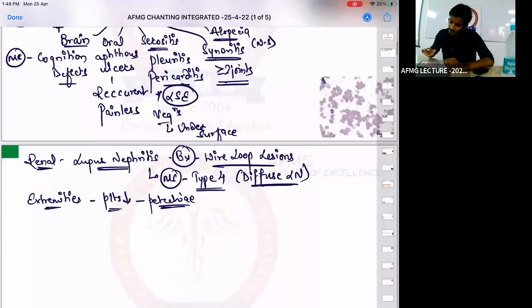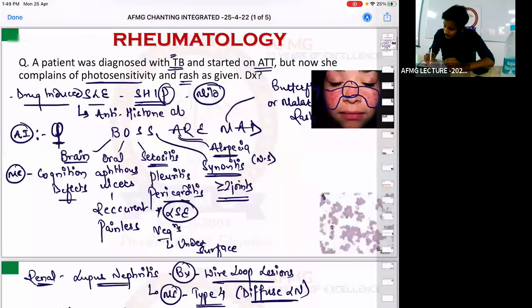We are done with R. Then M. M goes for this butterfly or the malar rash. And N goes for the photosensitivity feature. That means it will exacerbate or increase when the patient is exposed to sunlight. No issues with this.